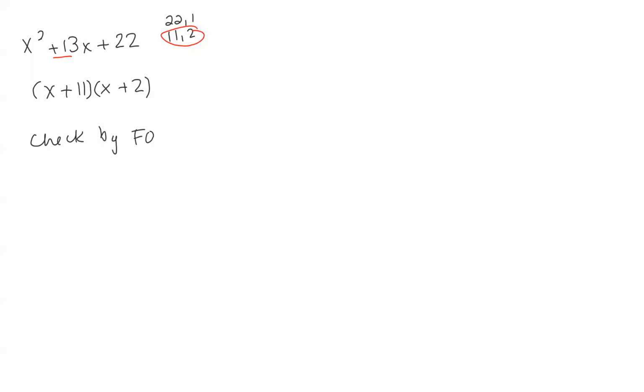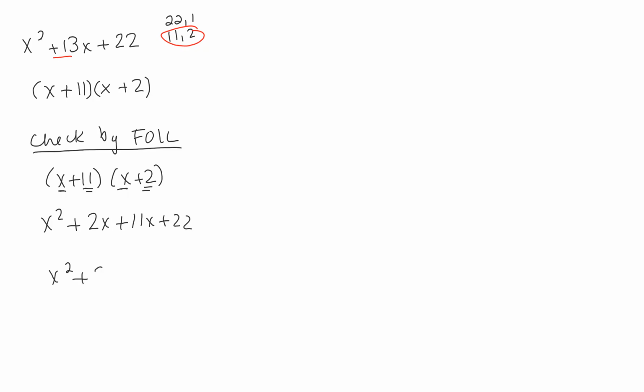Now, if you want to check these, we would check by FOIL. I'm going to check this one, and then we're not really going to check anymore for a minute. We might check a few throughout, but just to give you an idea, you would take x plus 11, x plus 2, and then perform FOIL. So we take the first terms, x times x is x squared, the outer terms, x times 2, the inner terms, x times 11, and the last terms, 11 times 2. And then we simplify. So we get x squared plus 2x plus 11x is 13x, and then plus 22.